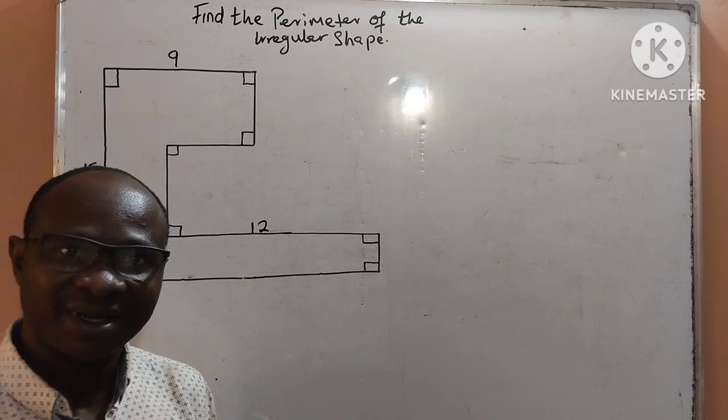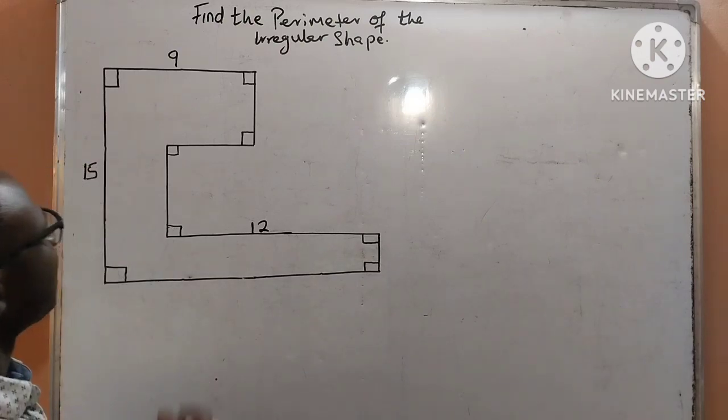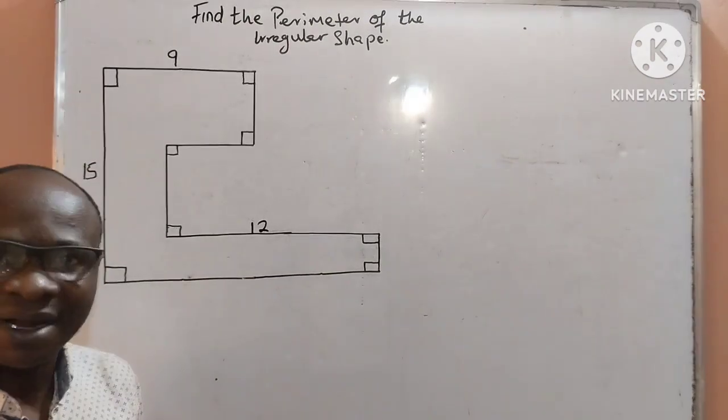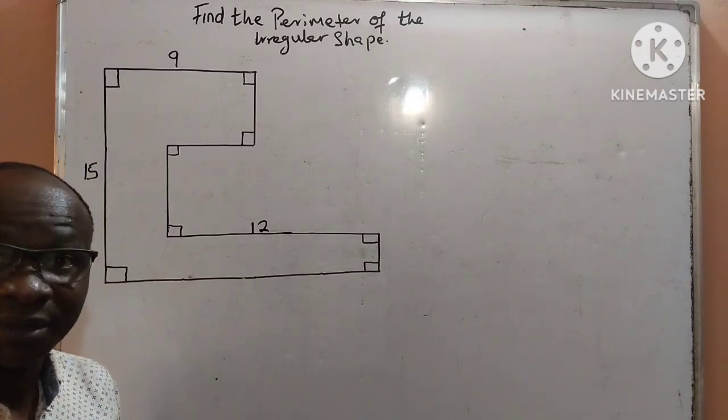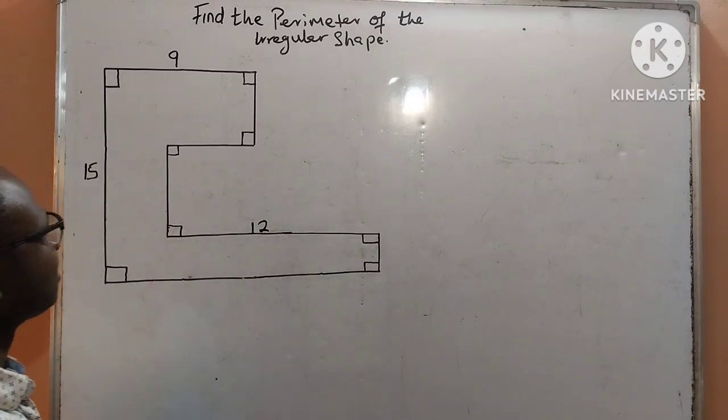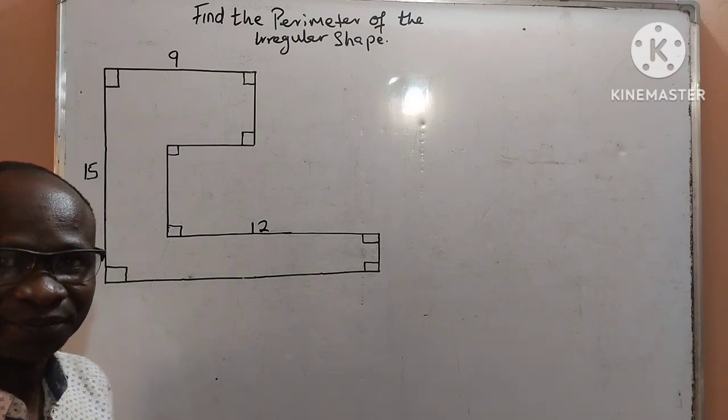Today's class, we have a figure, an irregular shape, to find the perimeter of, drawn on the board. But please, this drawing is not to scale.